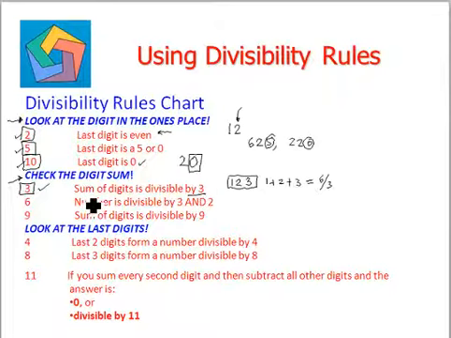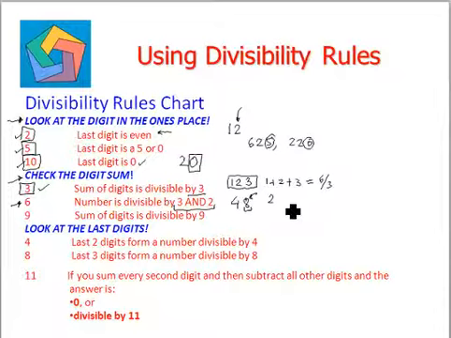Now we check the sum, and if the number is divisible by 3 and 2 both, that means the number is divisible by 6. For example, we have 48. To check for divisibility by 2, it has to be an even number. The ones place is even, so that means it is divisible by 2.